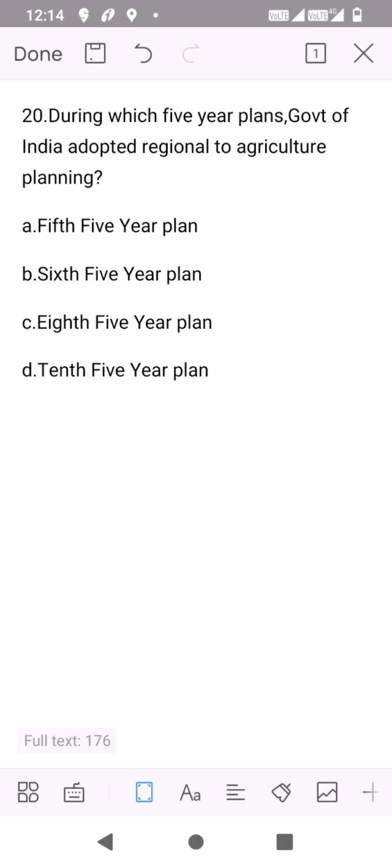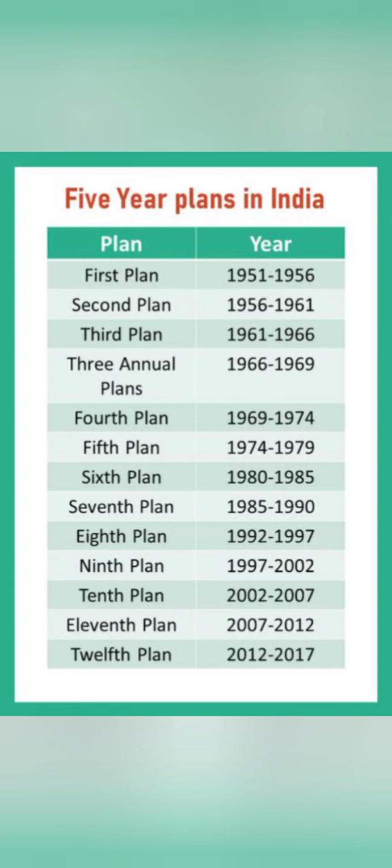The question number 20 is, during which 5-year plan did the Government of India adopt regional to agricultural planning? The options are A. 5th 5-year plan, B. 6th 5-year plan, C. 8th 5-year plan, and D. 10th 5-year plan. And the correct option is C, 8th 5-year plan. So the 5-year plans were being prepared and executed by the Planning Commission of India and the Niti Aayog.